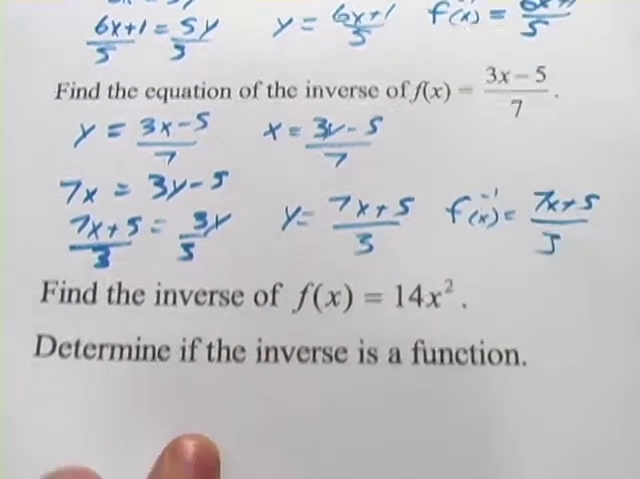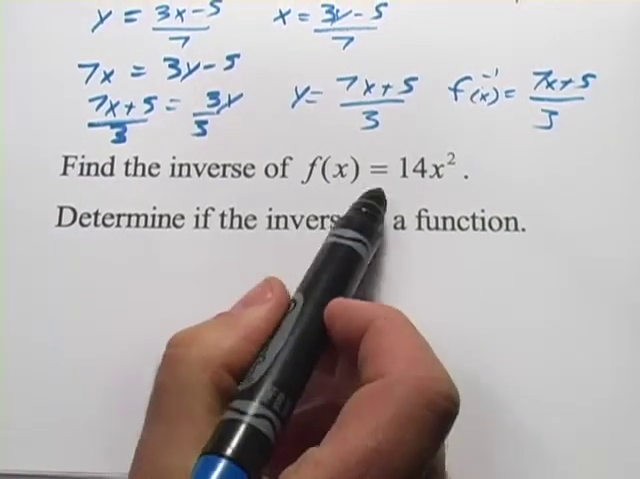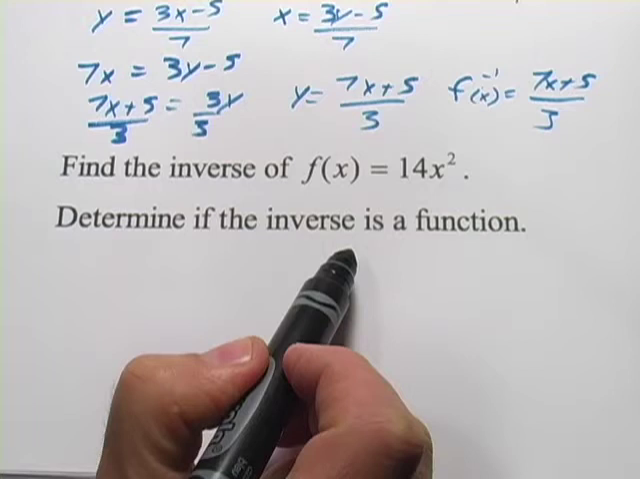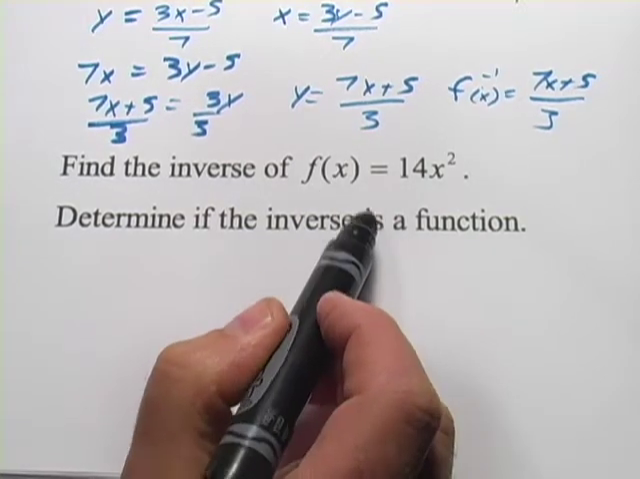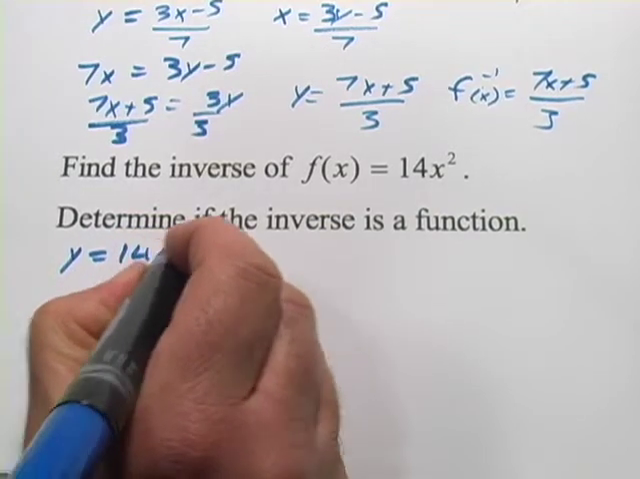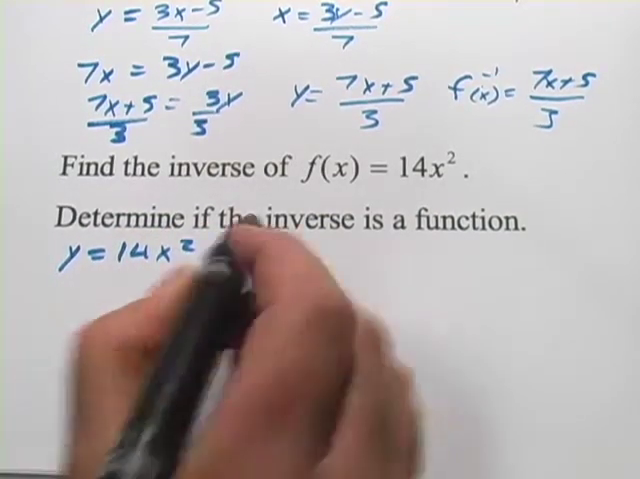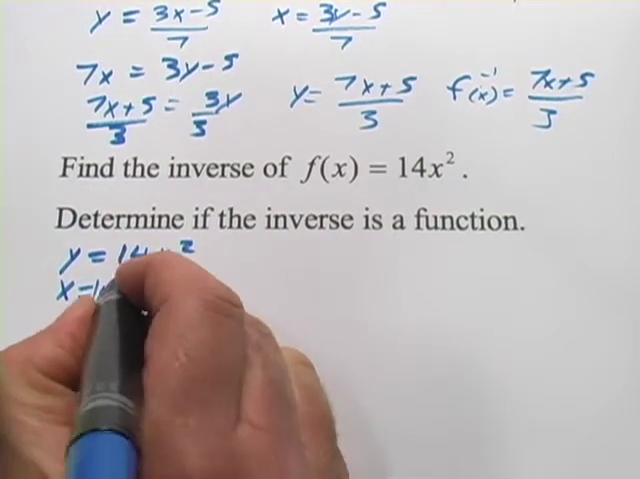All right, let's try one more. And this one's got a little extra added twist. It says, find the inverse of f of x equals 14x squared, and then determine if the inverse is a function. Well, we're going to go about this in the same way. So we'll start with y equals 14x squared. Then we'll pull the old switcheroo. So I've got x equals 14y squared.